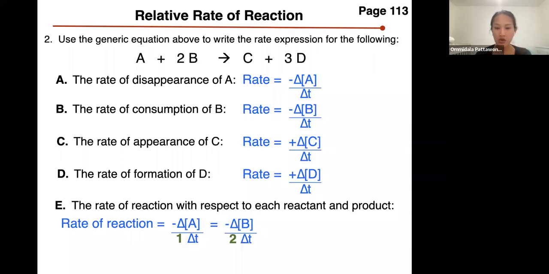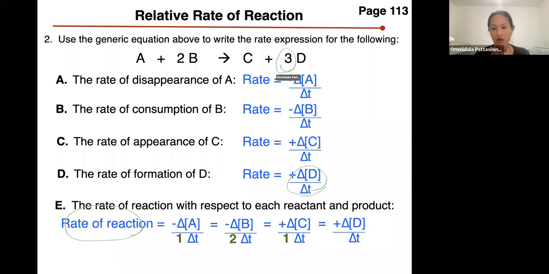Same thing if you're looking at C, it's already per 1 mole, so in this case you're not going to do anything, because anything divided by 1 is equal to itself. And the last one, if you're looking at the rate of reaction by looking at the change of D, then you will need to account for these 3 coefficients. Therefore, you need to divide the rate of formation of D by 3.